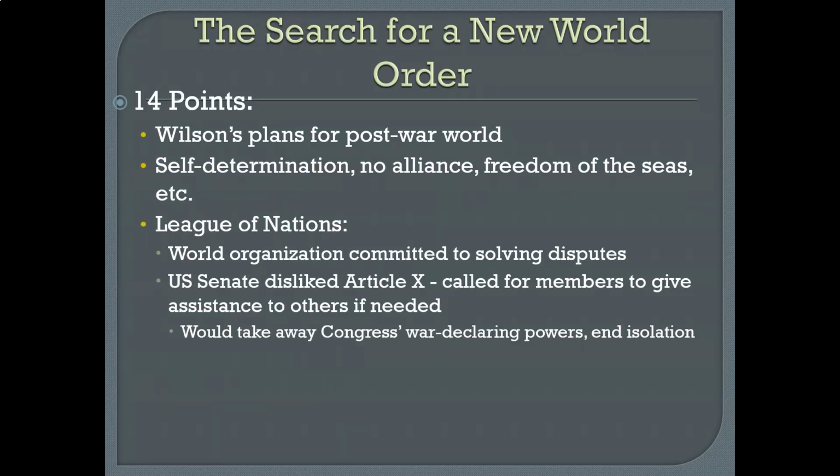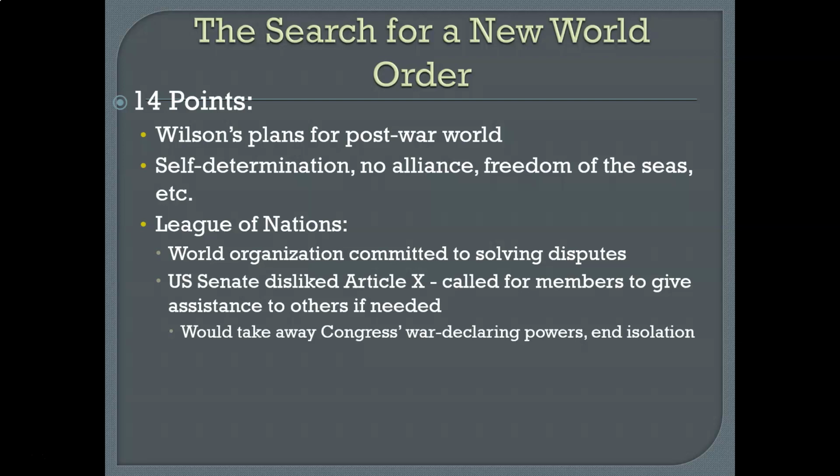Wilson's 14-point plan was a plan for the post-war world, which had self-determination, no alliances, and freedom of the seas, etc. Many of these points were trying to allow countries to choose for themselves what they would be, trying to allow for no alliances, which is what got us in the war, according to many, no German U-boats, and the creation of a League of Nations.